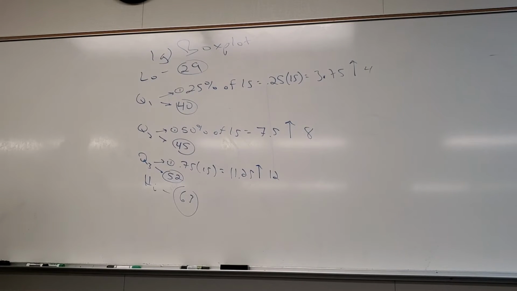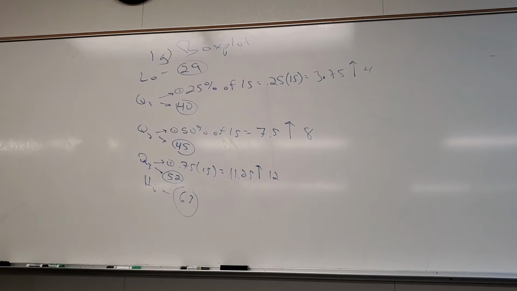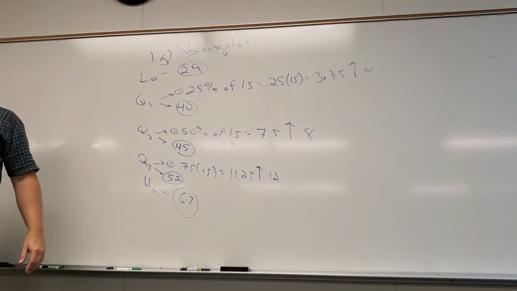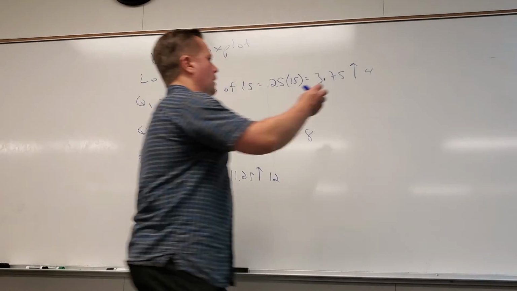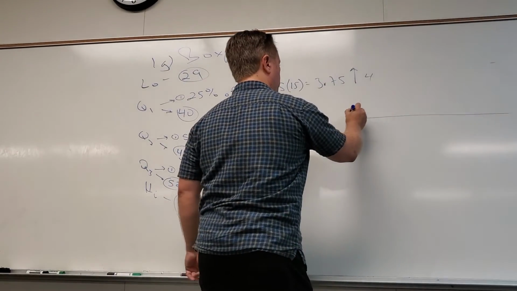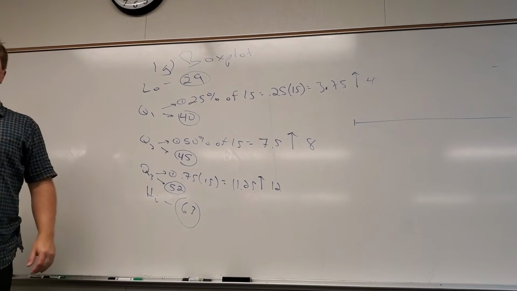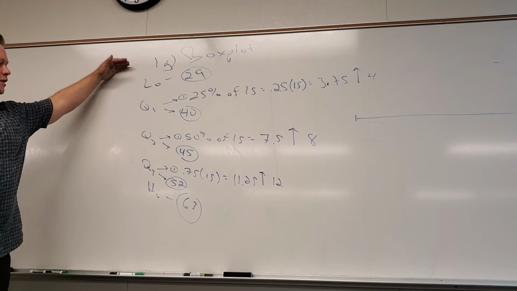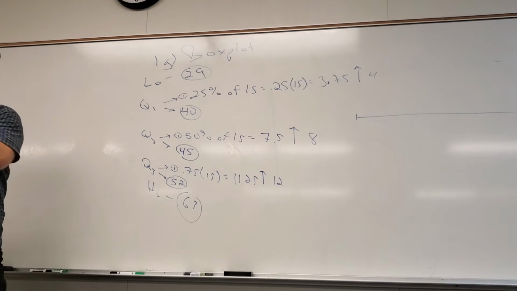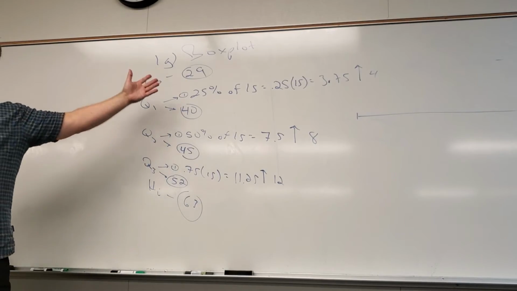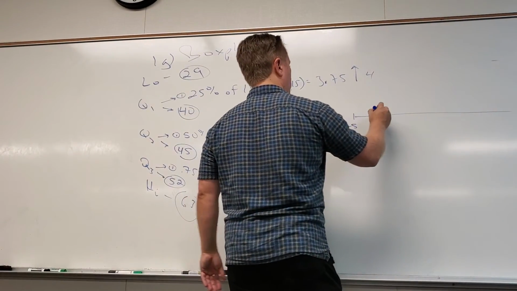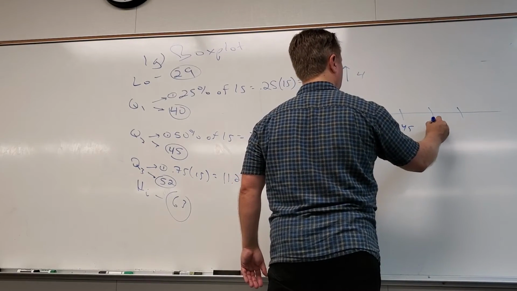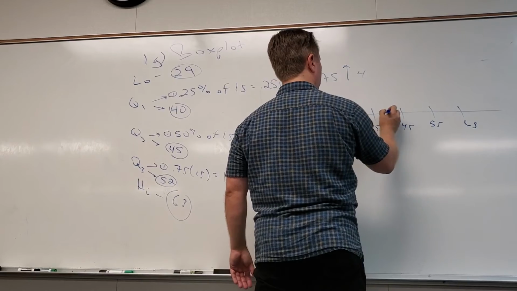So when I ask you to calculate that, it's just all the quarters. Beginning of the game, blah, blah, blah, end of the game. And then to make the actual box plot, what kind of scale do I want? Where do you think we're going to start? I want to go from what to what? 29 to 63. So maybe start at 25, go by fives or tens, right? So 25, 35, 45, 55, 65.